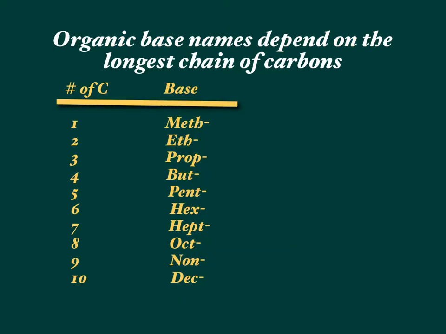Well, the most important thing that you need to know about organic compounds and naming them is the base of the names. If there's only one carbon in the longest chain of carbons, we'll see what that means in a minute, then it's meth, 2 is eth, 3 is prop, 4 is but, and 5 is pent, 6 hex, 7 hept, 8 oct, and 9 non, and 10 dec. You're going to want to write those down because that's something that you'll need to memorize.